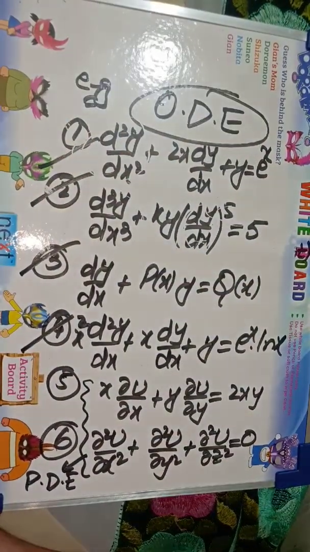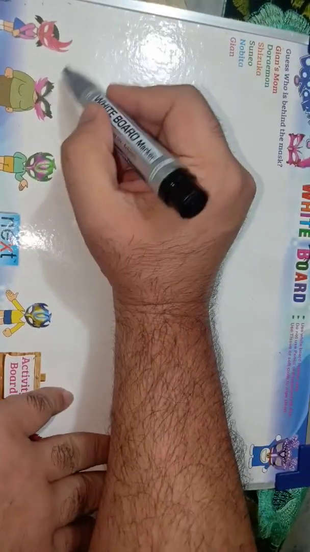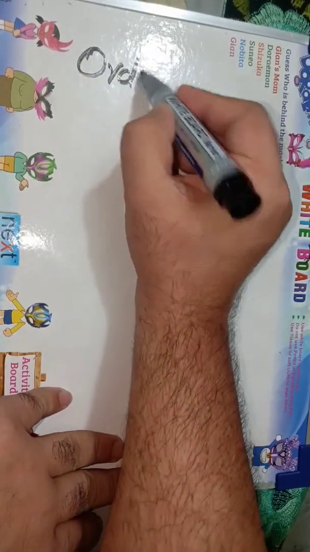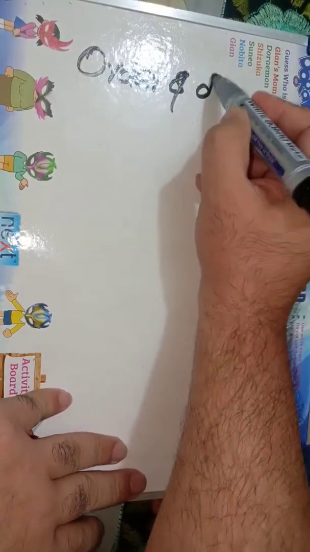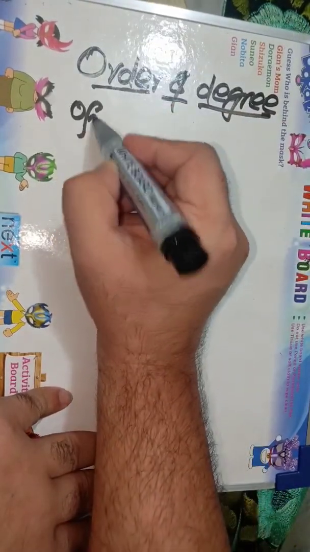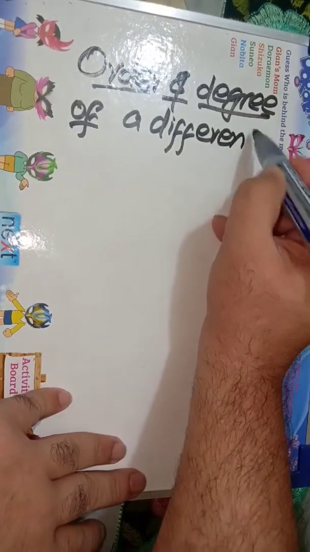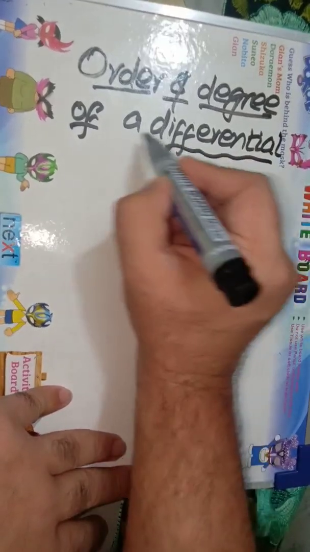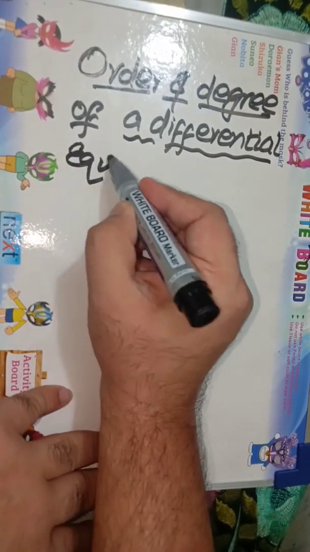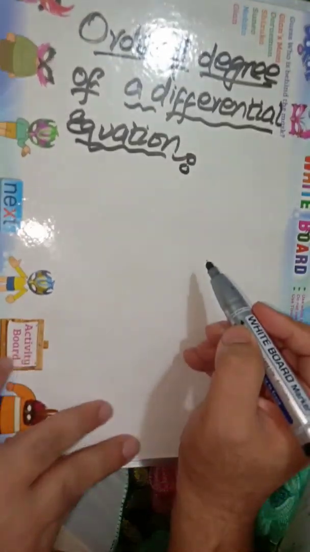Now I go forward and I will explain what you should know about the second thing of a differential equation. It will be its order and degree. Order and degree of a differential equation. So this is the second main important thing about a differential equation. Order of a differential equation and degree of a differential equation.